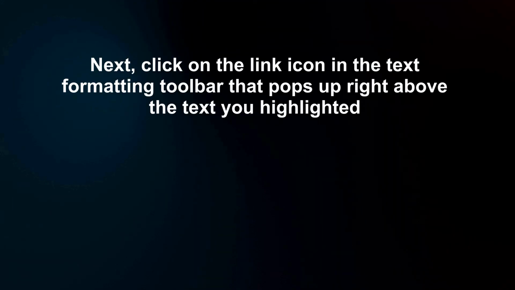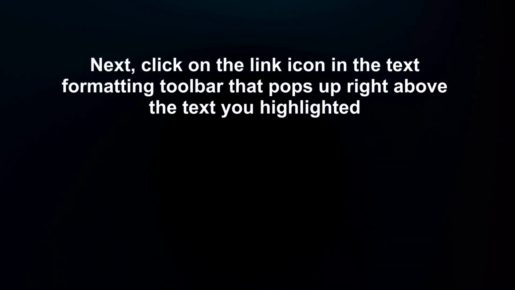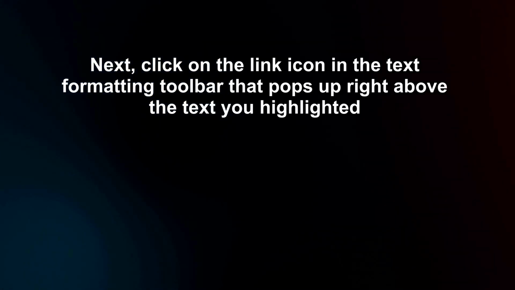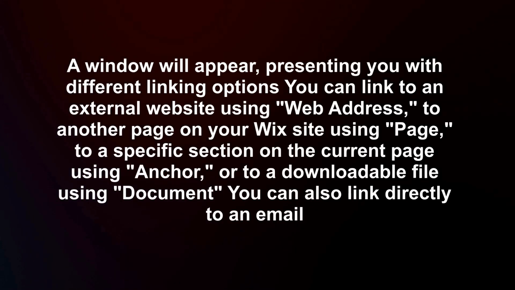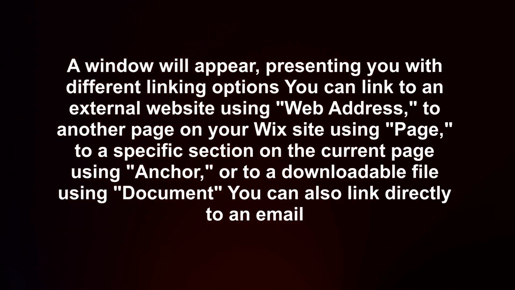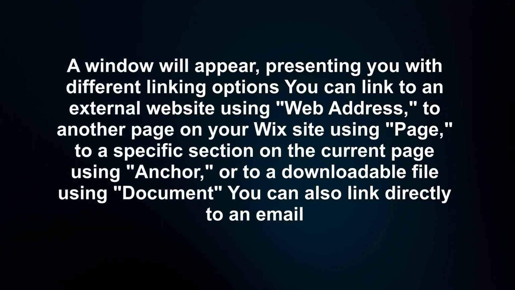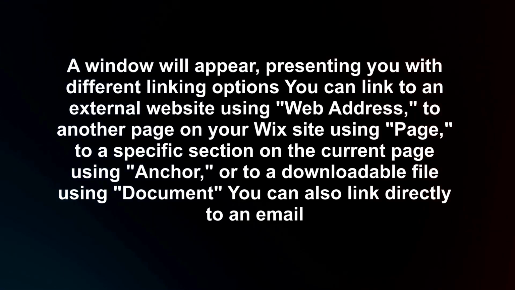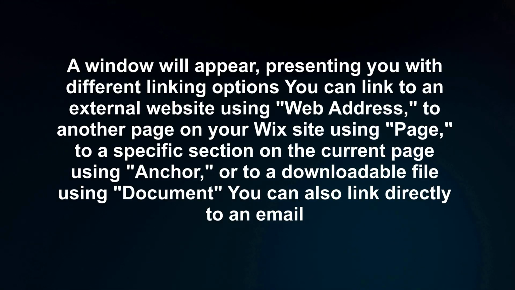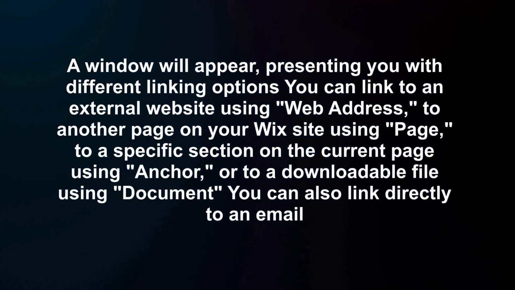Next, click on the link icon in the text formatting toolbar that pops up right above the text you highlighted. A window will appear, presenting you with different linking options. You can link to an external website using web address, to another page on your Wix site using page, to a specific section on the current page using anchor, or to a downloadable file using document. You can also link directly to an email.